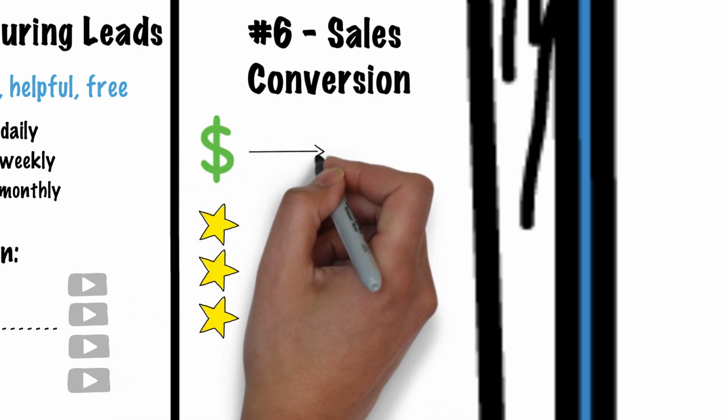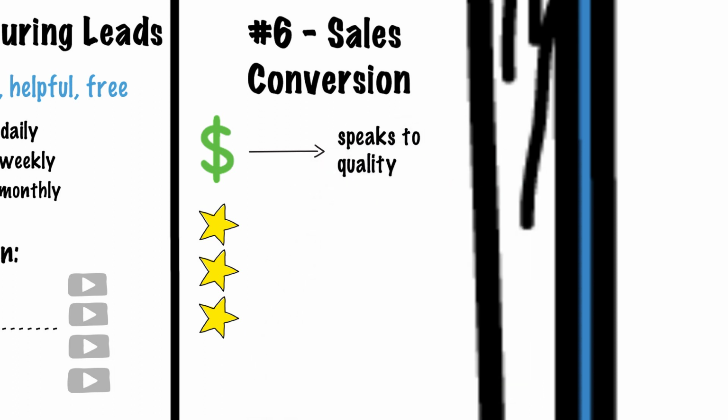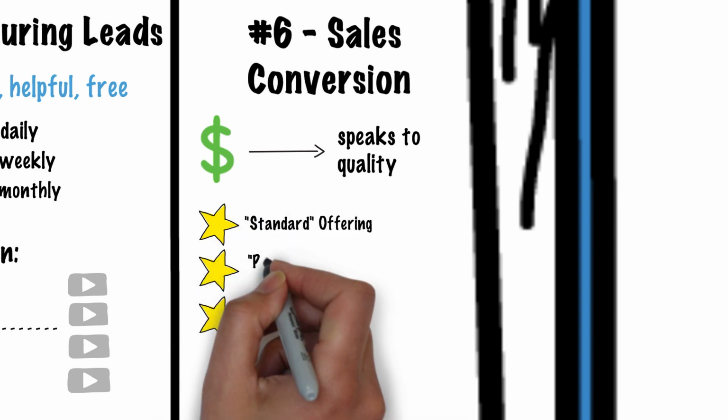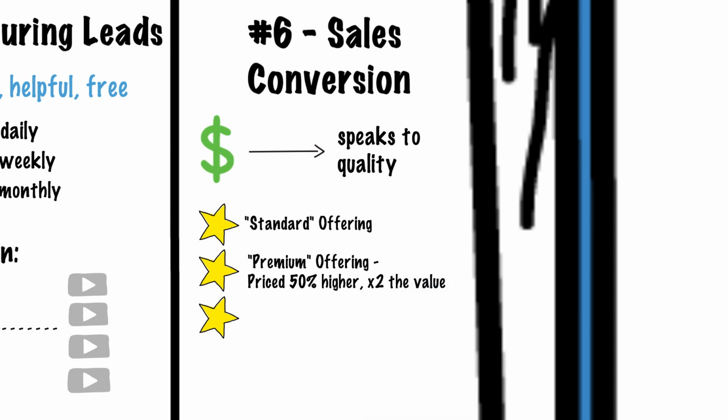2 essential things to consider here are pricing and number of offerings. Your price should convey the position you want to hold in the market and speak to the quality of your product or service. A tried and true strategy is to have a standard offering and a premium offering priced about 50% higher that offers about double the value.